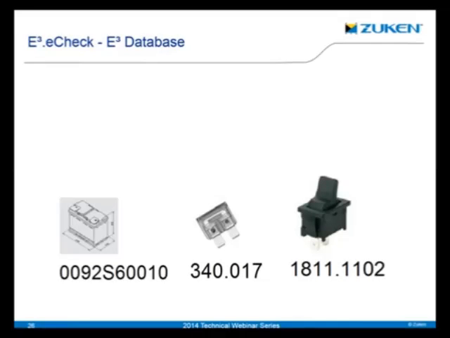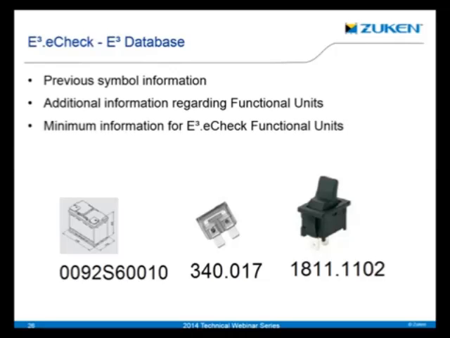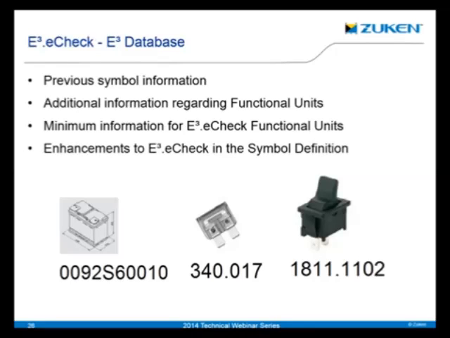As we have seen the base functionality of E3.eCheck, we now have a look at the impact on the E3 database. First, we will have a look at the symbol in E3.series up to now. Next, we will see how we can add additional information to a symbol using functional units. Then we will see the minimum information we need for E3.eCheck. At the end, I will show you the additional functions for the symbol definition.